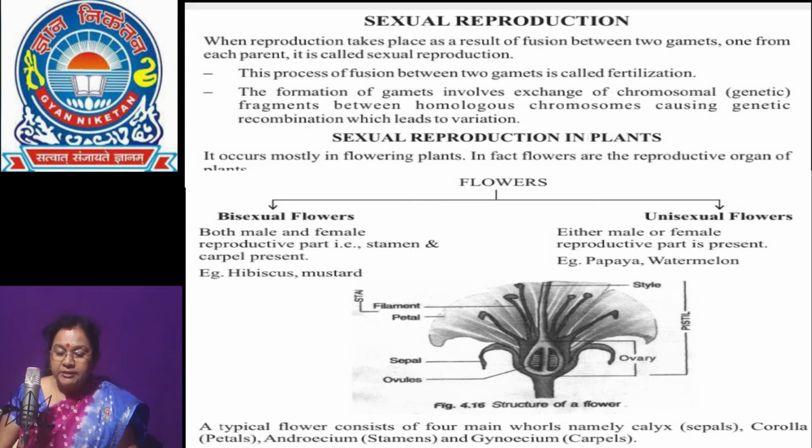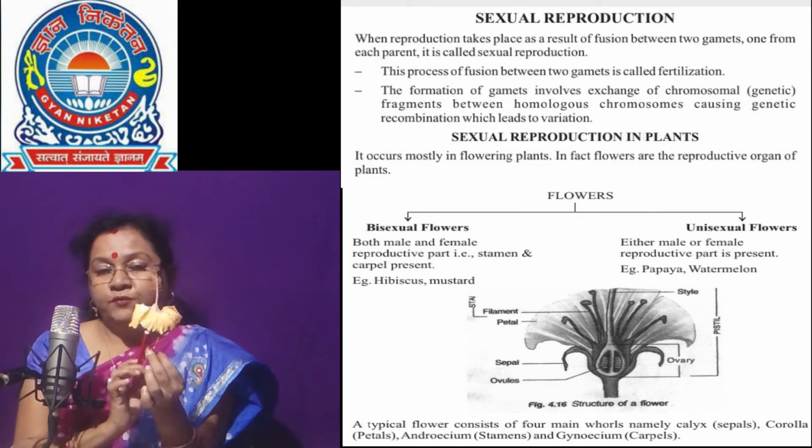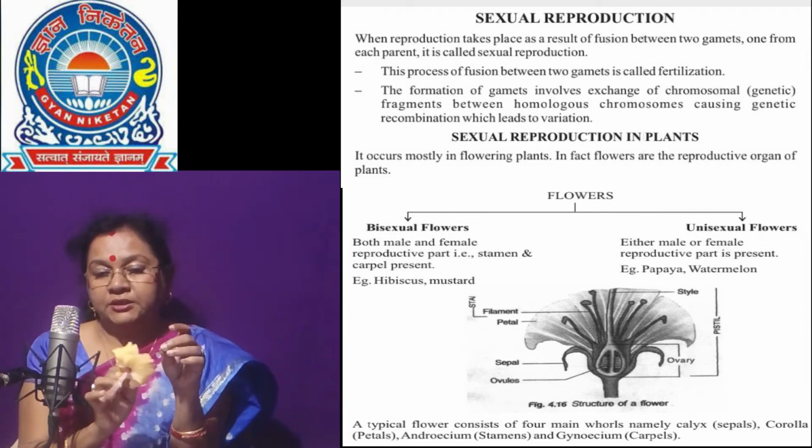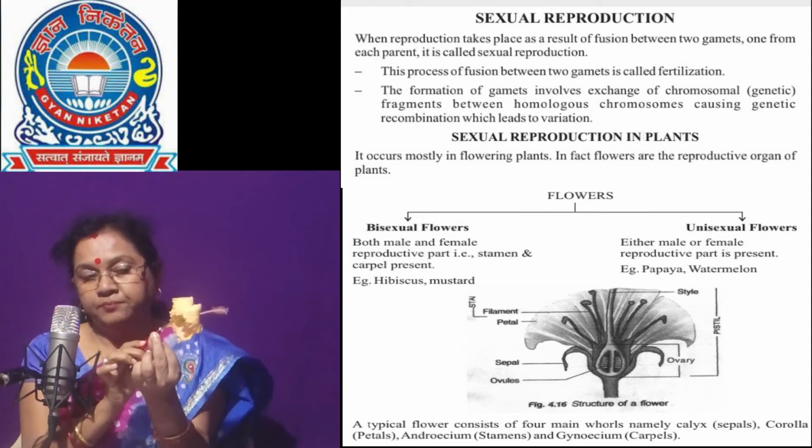So, let us discuss the reproductive parts of the plant. In a plant, the reproductive part is a flower. This is a China rose. In this, we will be studying its parts. The first is the pedicel. This is the pedicel.